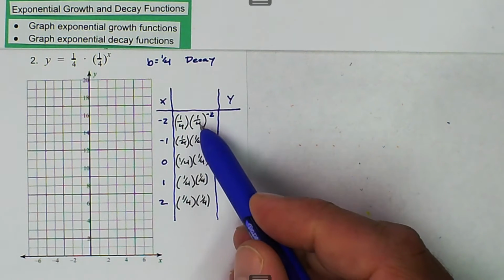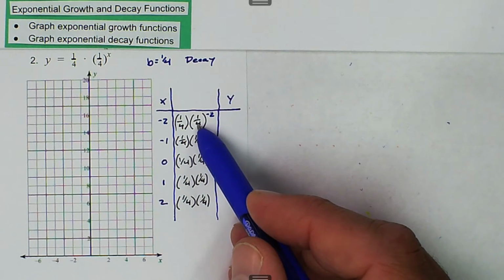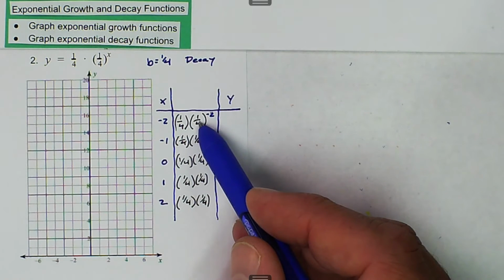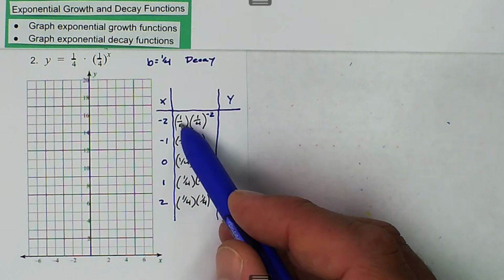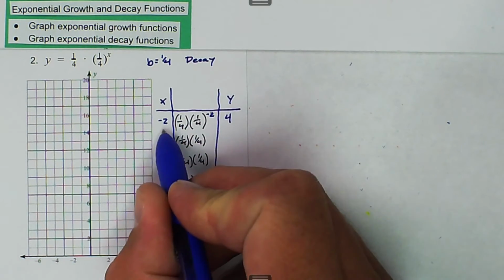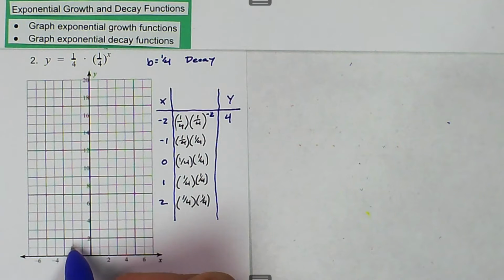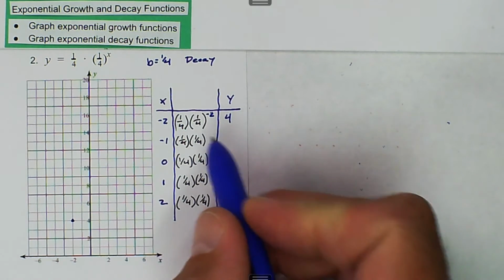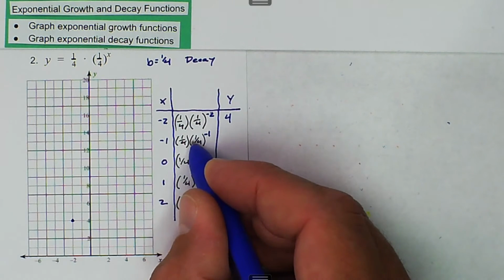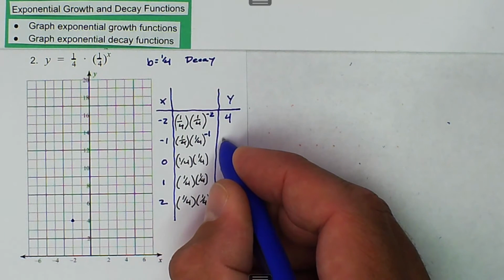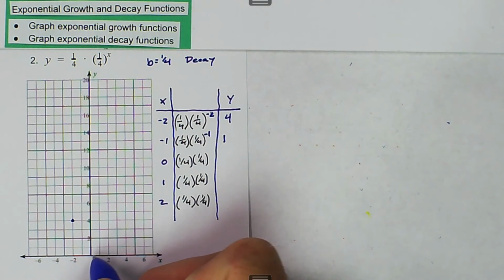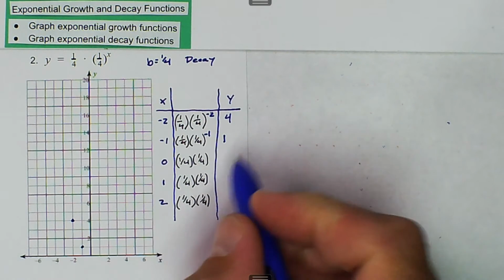And 1/4 to the -2 says that we should flip that to the numerator and square it. So 4 squared is 16, and then 16 divided by 4 is 4. So then we have the ordered pair -2, 4. Then we say to the -1, so that becomes 4/1, so 4 divided by 4 becomes 1. So we go -1, 1.